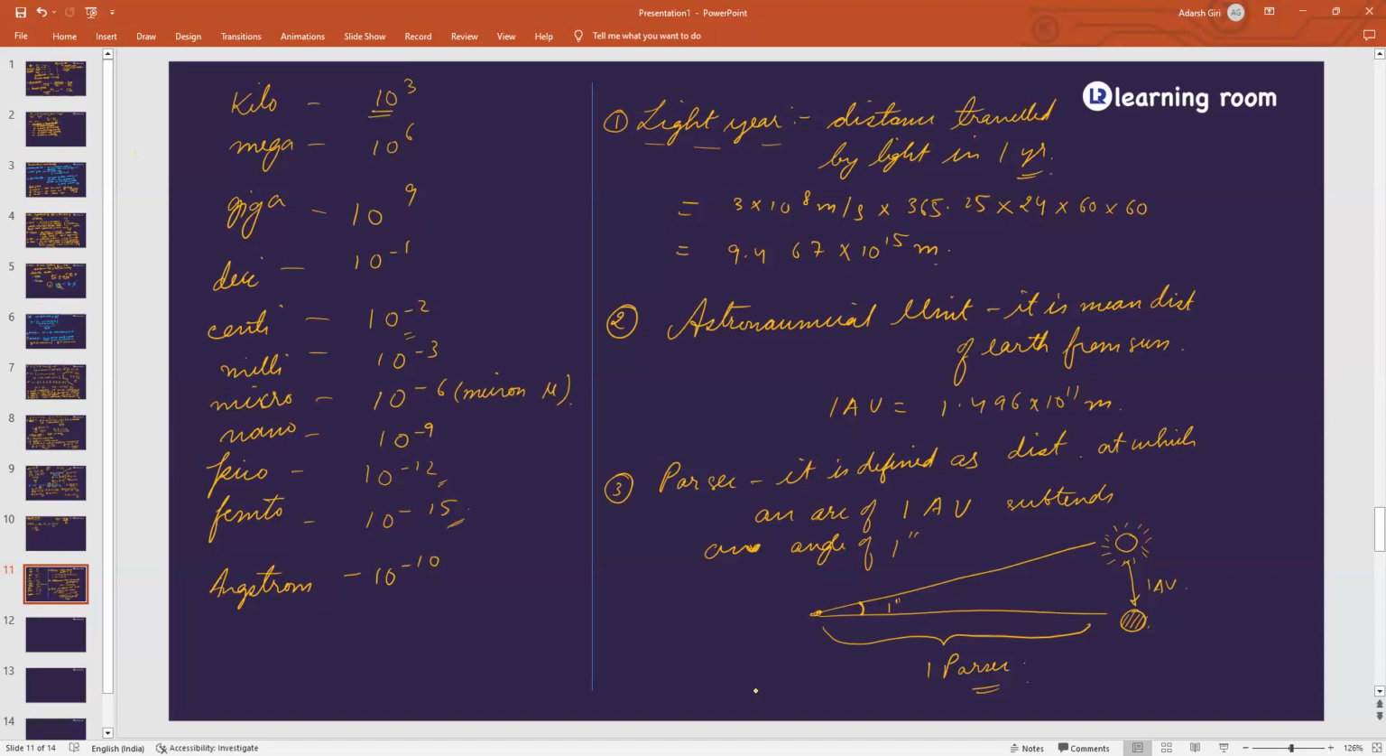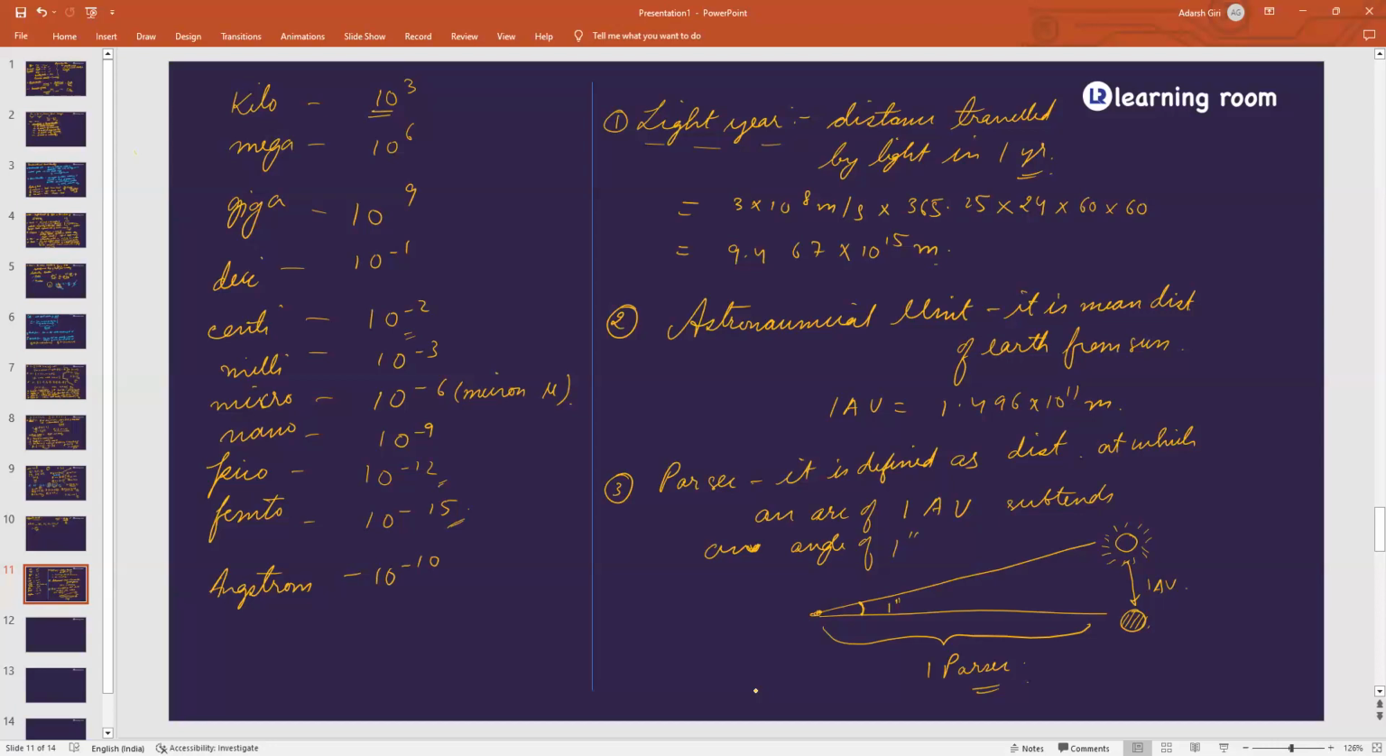The question will be asked even in JEE Mains. They can ask you like this: which one is the bigger unit or which one is the smaller unit? You have to arrange it in ascending order or descending order. Even in JEE Mains, they ask this question sometimes, and this is one of the easiest questions. People generally neglect this and 4 marks are gone. Sometimes they take their negative also.